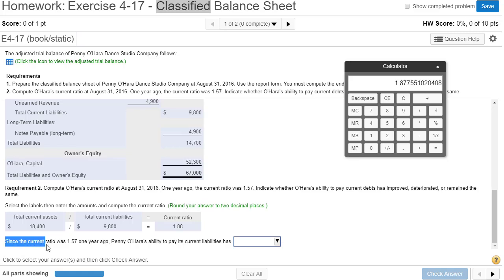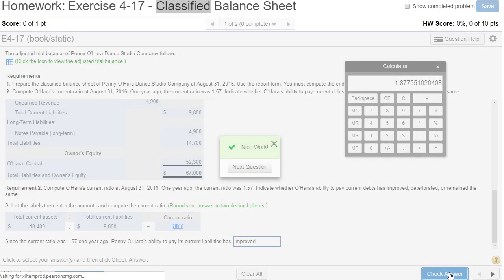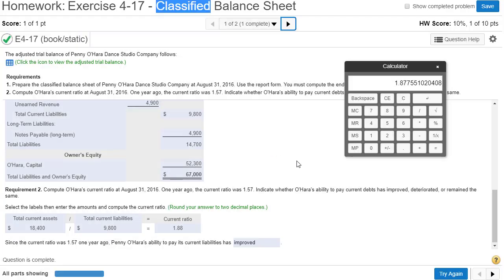And finally, since the current ratio was 1.57 a year ago, has O'Hara's ability to pay its current liabilities gotten better, gotten worse, or stayed the same? Well, we want this number to be high because we want a whole bunch of current assets and very little liabilities. And it was 1.57. It's now 1.88, so it's gotten better. It's improved. And that's it.